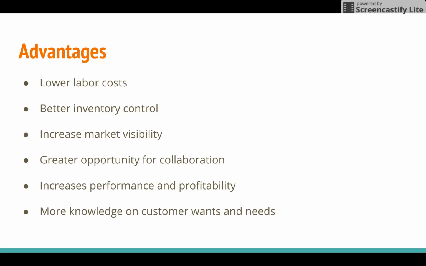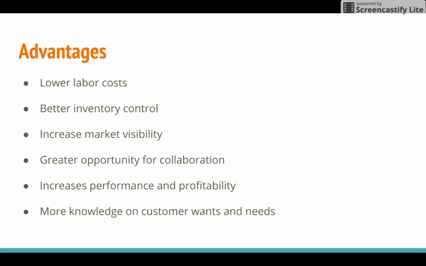Some of the advantages, as you can see, there are several, but I'll just hit a few of the key ones. It's better inventory control. You no longer have an excess of inventory just lying around, which again goes back to money. If you can reduce the amount of unnecessary inventory, you can then help lower your costs. Increase in the market visibility because you're working with so many companies and you're able to collaborate. You have better brand recognition by working with some of those companies that maybe smaller companies would not necessarily be able to work with if they're operating on their own.